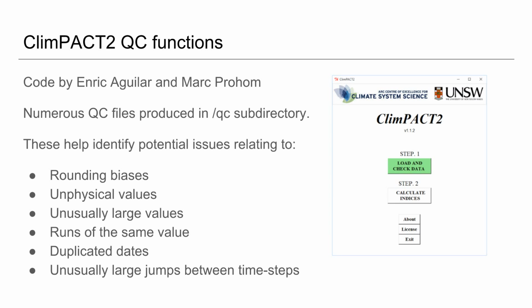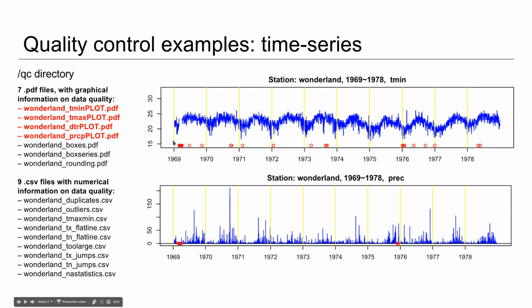ClimPACT also helps you identify runs of the same value that might be suspicious, if you have the same values several days in a row, duplicated dates in your input file, as well as unusually large changes in temperature between days. These are the sorts of things that ClimPACT can help you identify. It produces a whole bunch of files in the QC folder, and I've listed them here on the side. It produces 7 PDF files and 9 .csv files, and I'll go through each type of file and explain what its contents show you and how you can interpret it.